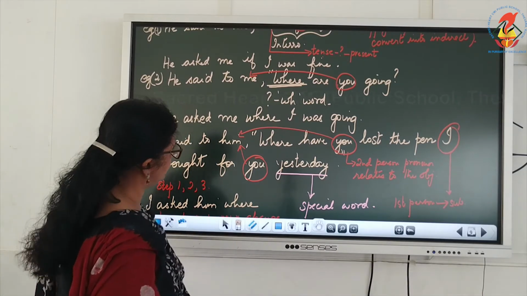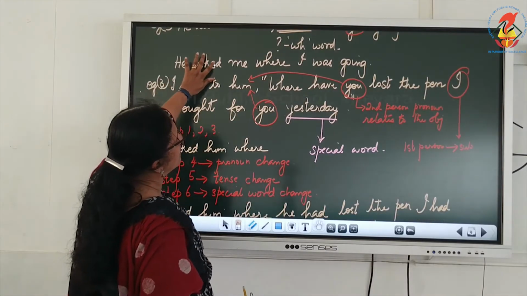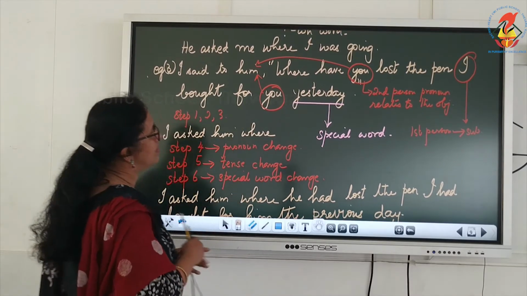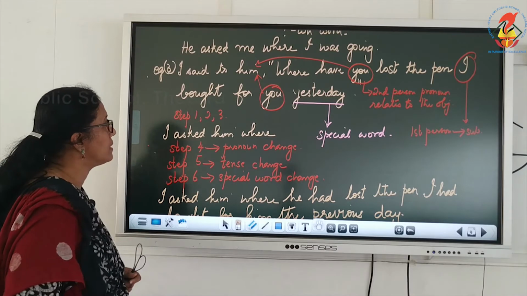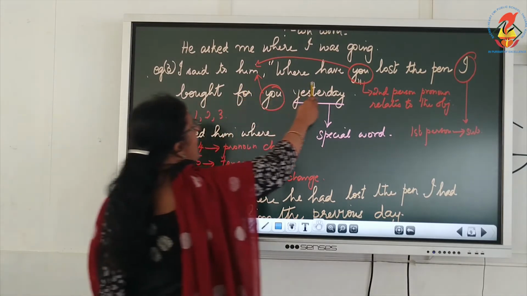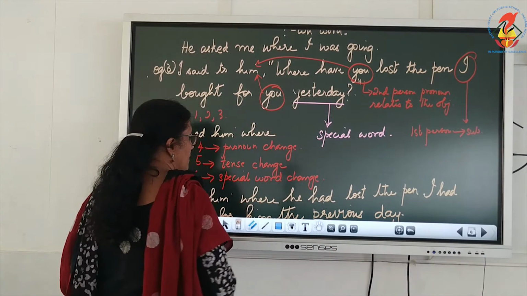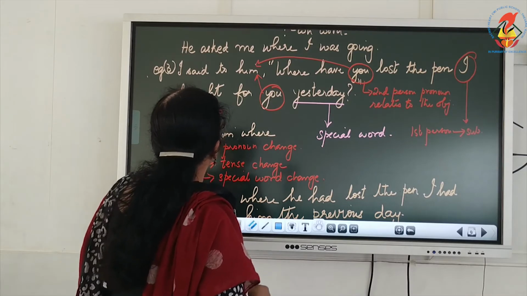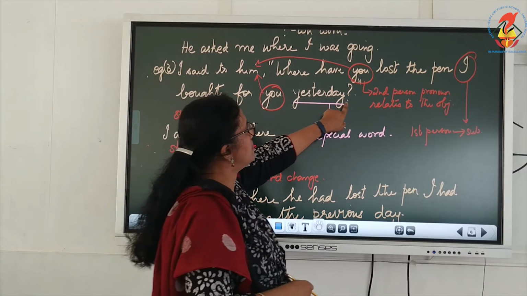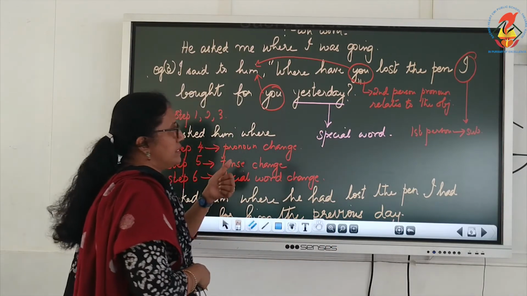Okay, then example number 3. Now, pay attention to example number 3 because it's quite a long sentence and you have got the use of a special word also coming in there. Okay, I said to him, where have you lost the pen I bought for you yesterday? Now, because of the presence of the question mark, we know it is an interrogative sentence. So, you have identified the type of sentence.